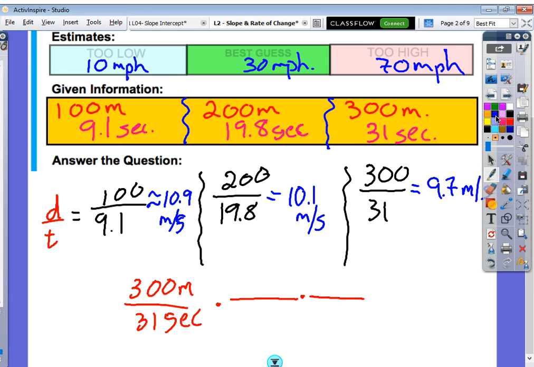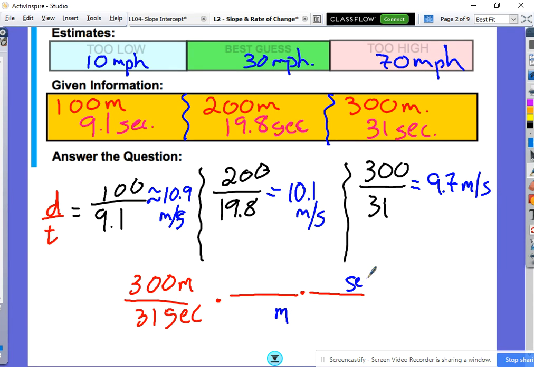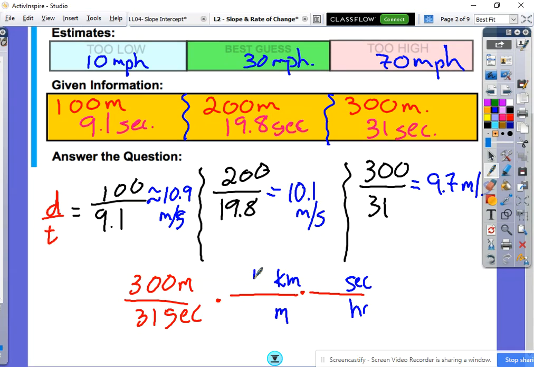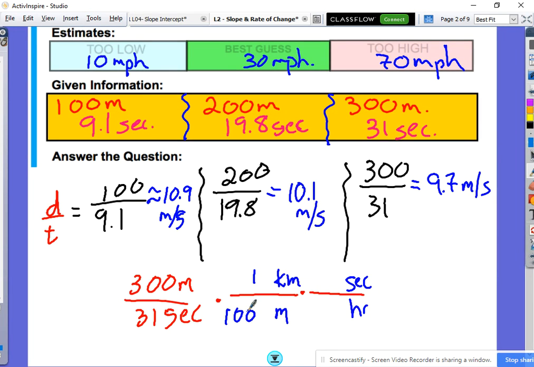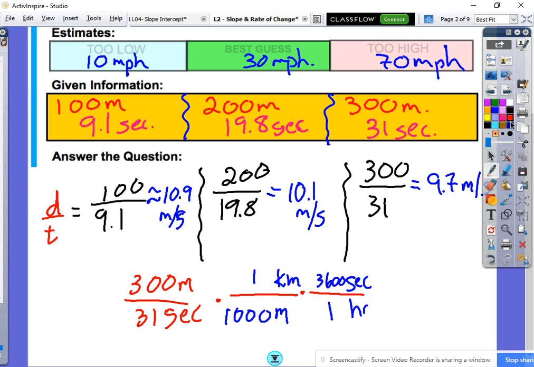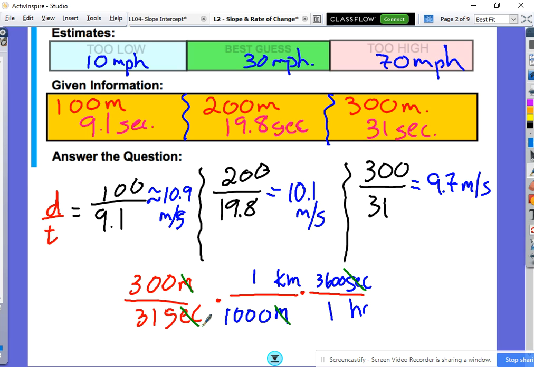The way we taught this to you last unit was to put meters down here and seconds up here, with the meters converted into kilometers and the seconds converted into hours. So now we're left with 1 kilometer is equivalent to 1,000 meters, and 1 hour is equivalent to 3,600 seconds. If we do our math and cancel everywhere we're supposed to, meters cancels out and seconds cancels out, and we're just going to figure out what this would actually be.